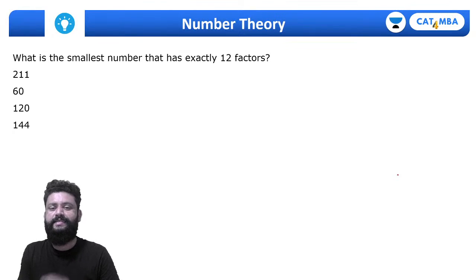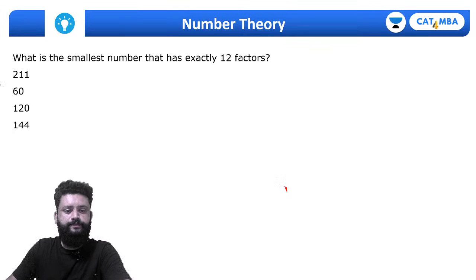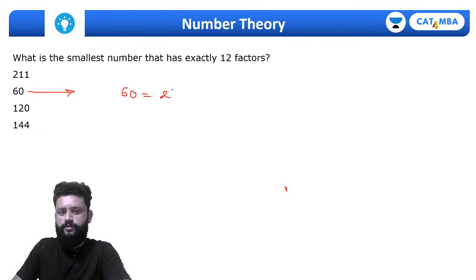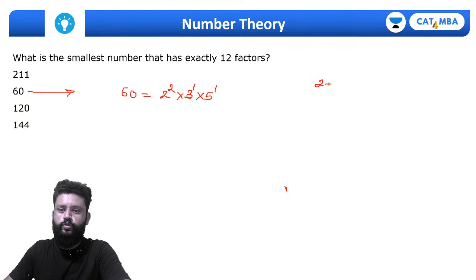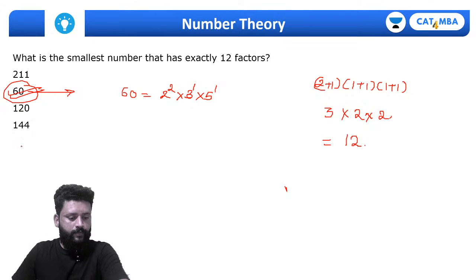So what is the smallest number that has exactly 12 factors? So go from the options, pick the smallest number. Which is the smallest number? 60. If I go for 60, 60 is 2 square into 3 into 5. Number of factors, if I want, then 2 plus 1 into 1 plus 1 into 1 plus 1. That's a simple question, straightforward formula. And you should know how this formula came. 4 into 3, it has to be 12. So 60 is the answer only. Is that right? You got it? 60.